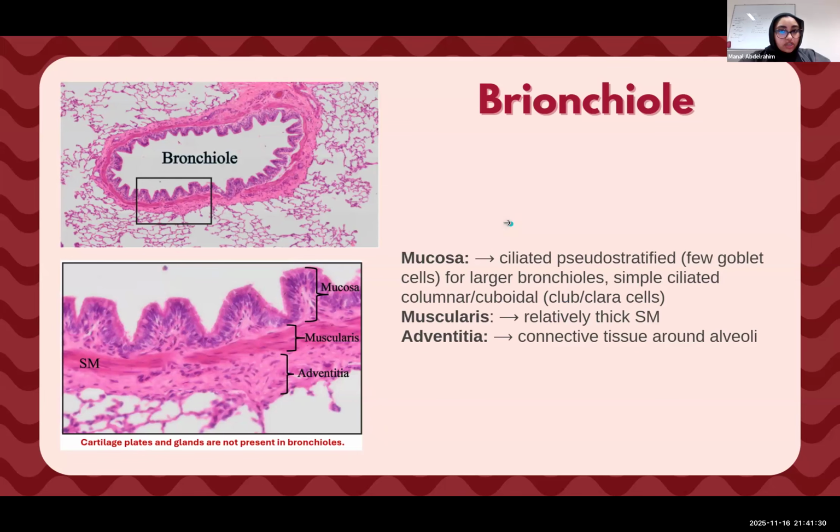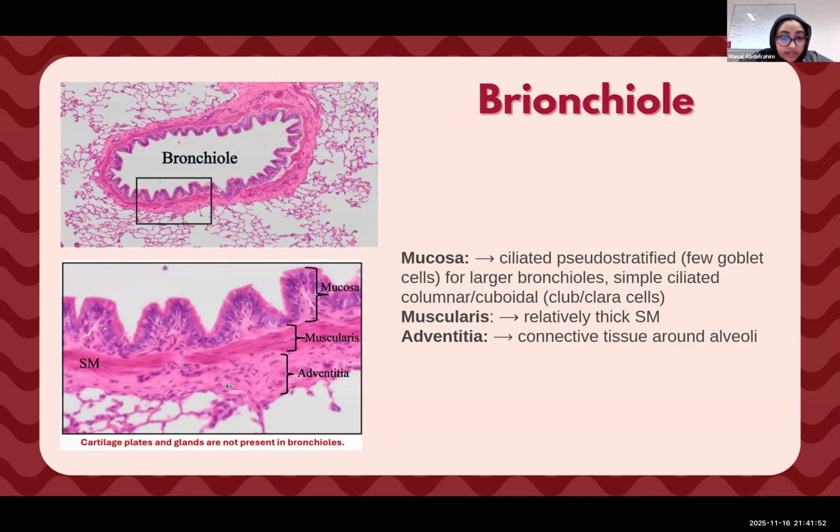Now, why is the epithelium changing? Because in our lung, the main function is gas exchange. And gas exchange can't happen through a very thick layer of epithelium. It has to be a very thin layer of simple squamous. So it's going to gradually thin out until it reaches the alveoli, where it's going to be a very, very thin layer. So here, we're getting closer to the alveoli. It's going to become thinner.